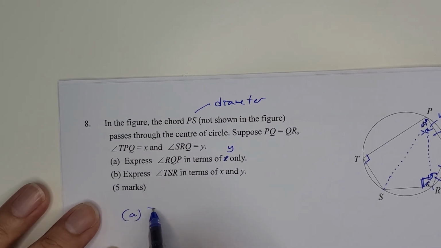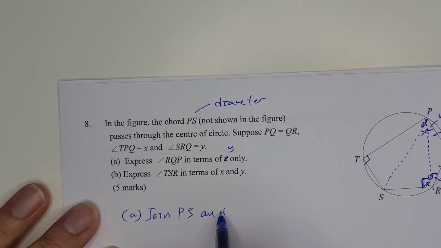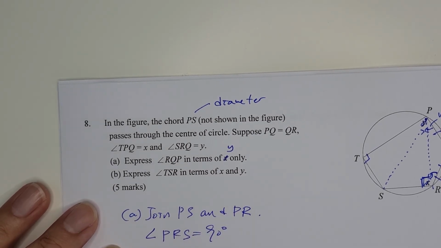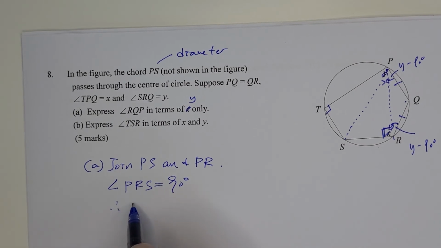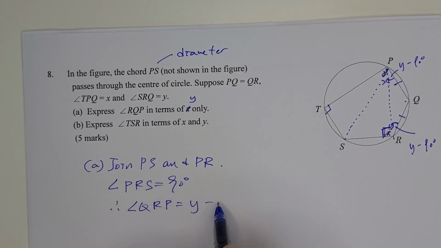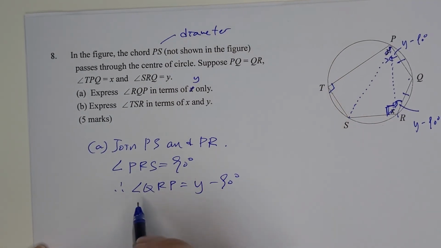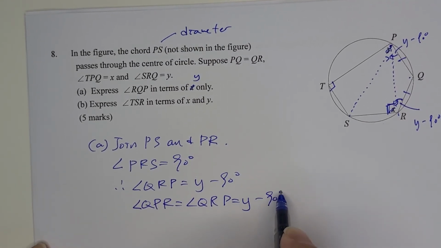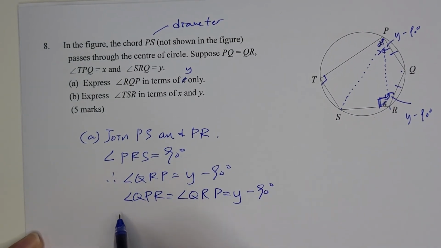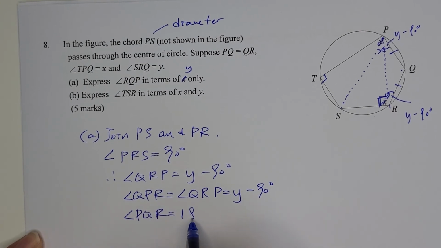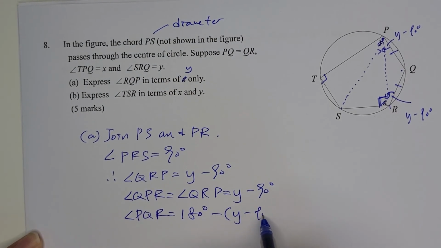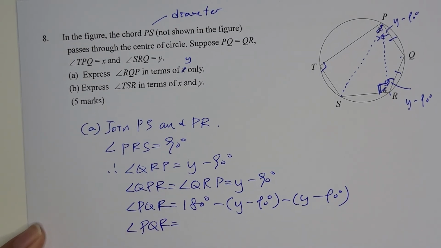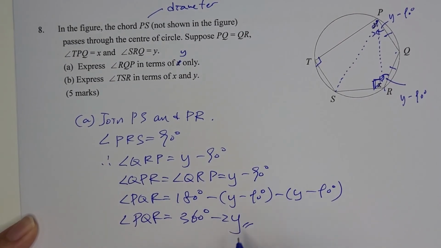So part A, join PS and PR, angle PRS equals 90 degrees. Base angles isosceles triangle. Therefore, angle QRP will equal Y minus 90 degrees. And also angle QPR equals angle QRP equals Y minus 90 degrees also. So you can find angle PQR. Angle PQR will be 180 degrees minus (Y minus 90 degrees) and then minus (Y minus 90 degrees). Angle PQR, finally, will equal 360 degrees minus 2Y. That's finished part A.